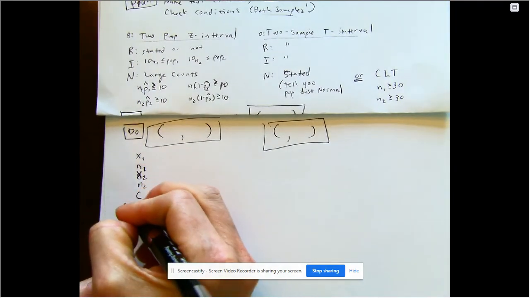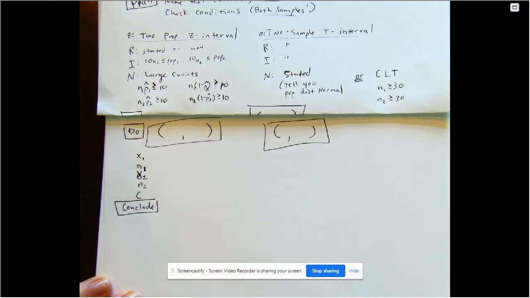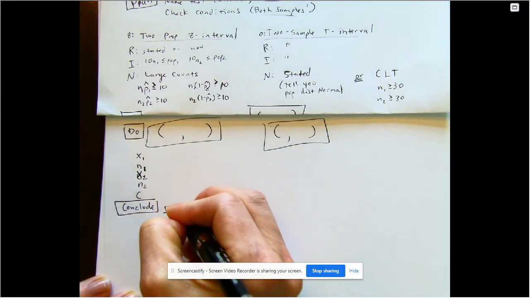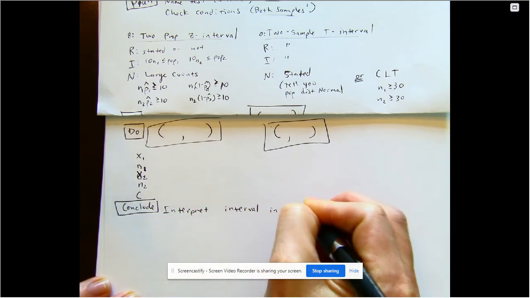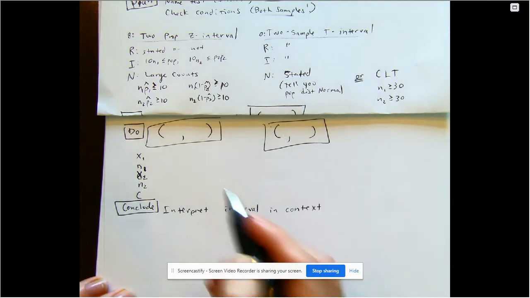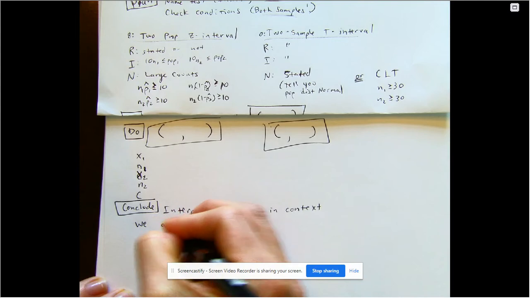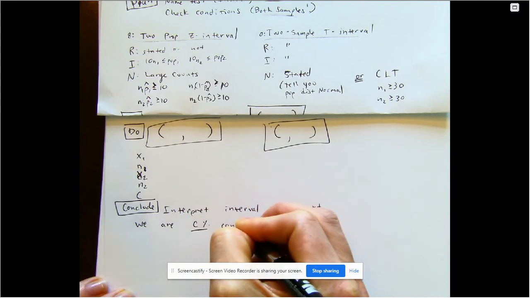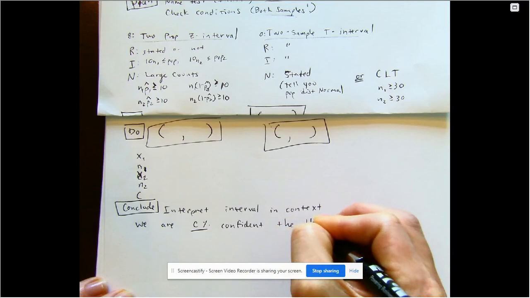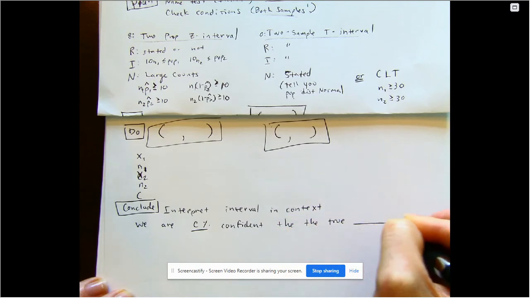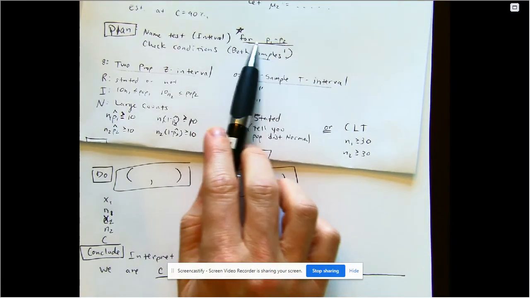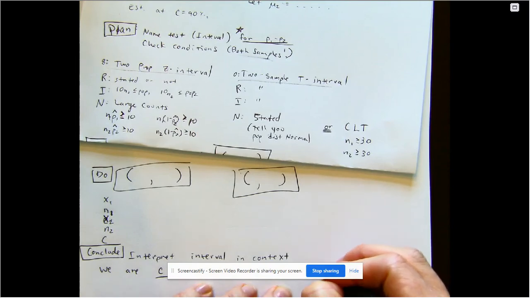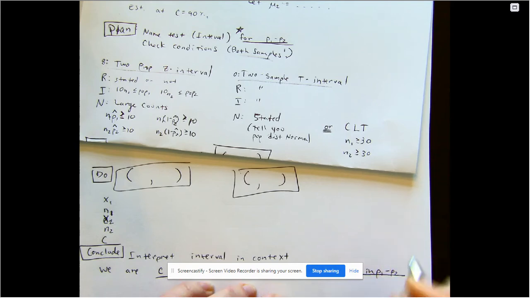And then finally, your conclude. Your conclude is just going to be interpreting the interval in context. But remember, when we interpret an interval in context, it's going to be we are C% confident that the true parameter that we're interested in is a difference. So look back up here, see how you wrote that? The true difference in P1 minus P2.